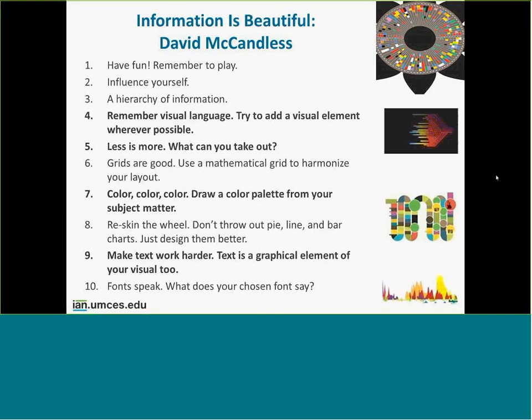Color, color, color. Draw a color palette from your subject matter. This means, if you're talking about the water world and you're looking at coastal ecosystems, you're probably going to want to use blue as the water and blue as your tones of your colors. And so a lot of products that you see that talk about ecosystems or about the natural resources tend to use these kinds of colors of brown, blue, green.